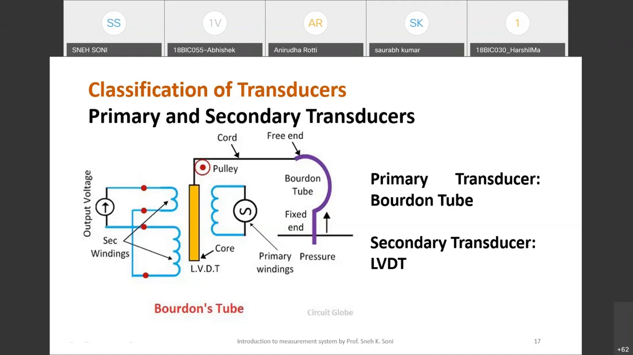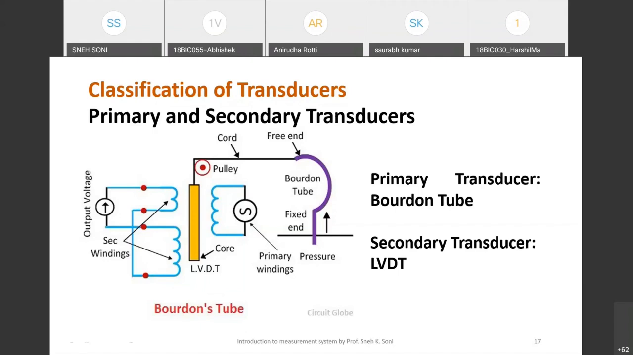Sir, could you please repeat how the change in the burden tube causes a change in EMF or output voltage? See, basically, the burden tube is actually a curved section in its initial phase. It is hollow inside. So when you insert air in it, because of that it will try to be straight. When it becomes straight, at its end the core of the LVDT is connected through a pulley. You can see it there. And we have connected the core with the help of a pulley.